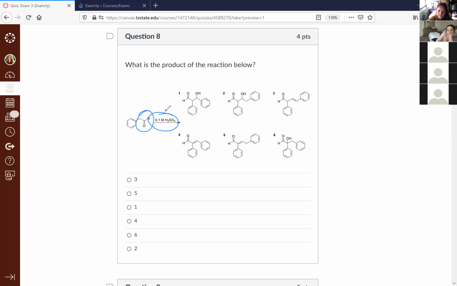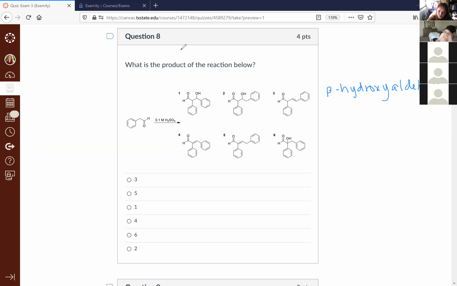Would it just be an aldol addition? Right, yeah, this is an aldol addition. So we're looking for a beta hydroxy aldehyde as our product, right? Because we have an aldehyde in our reactant, so we're still going to end up with an aldehyde in our product.